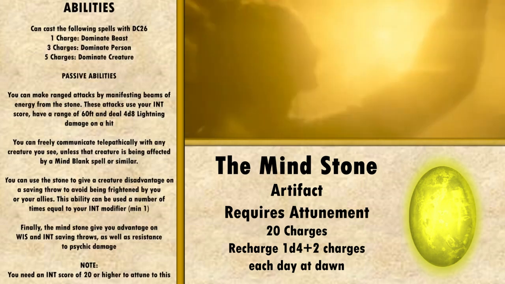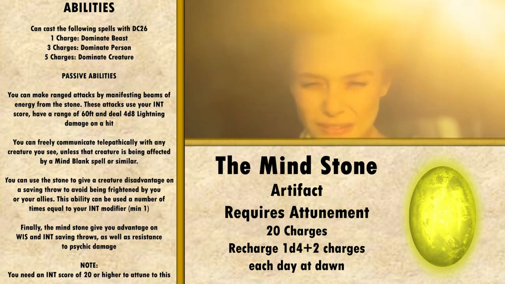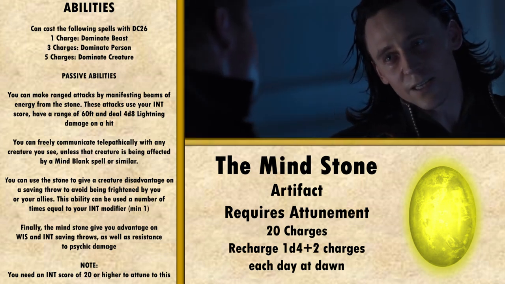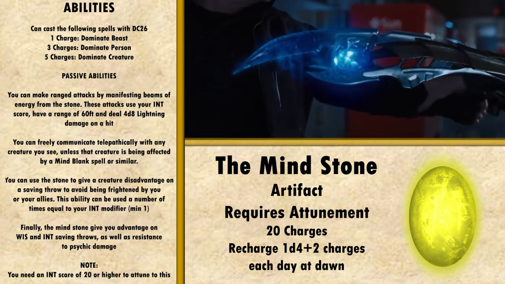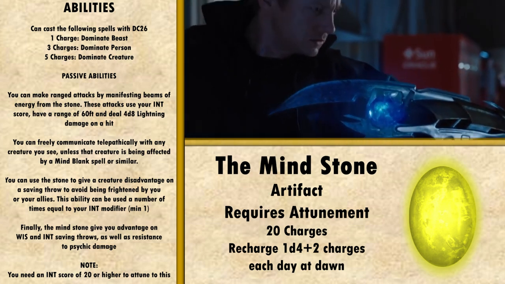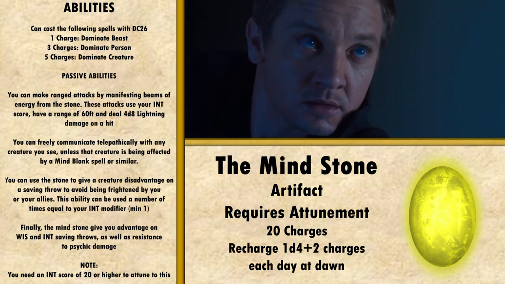These charges can be used to cast the following spells with a DC of 26. For 1 charge, you can use Dominate Beast, for 3 charges you can use Dominate Person, and for 5 charges you can cast Dominate Creature. It also has the following passive abilities which do not take any charges.